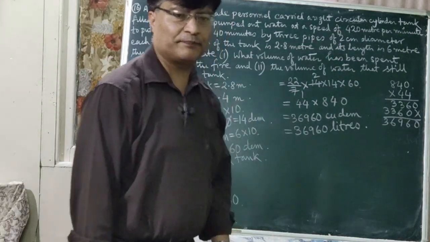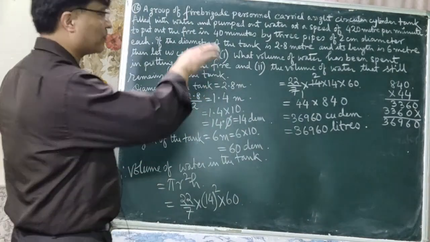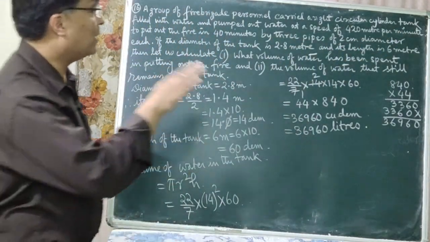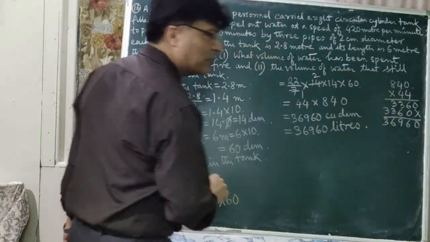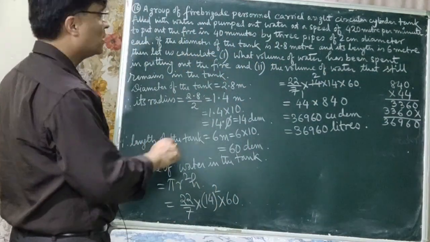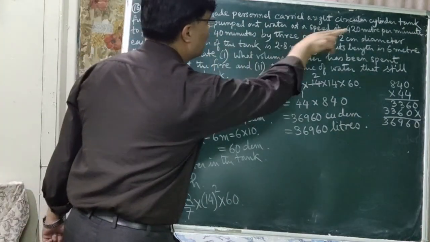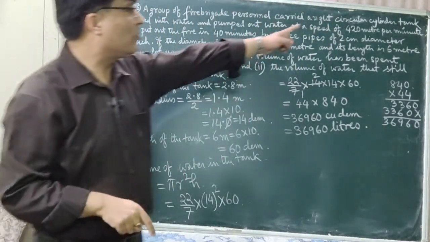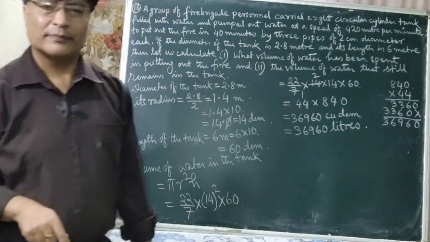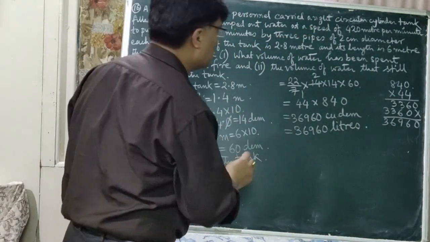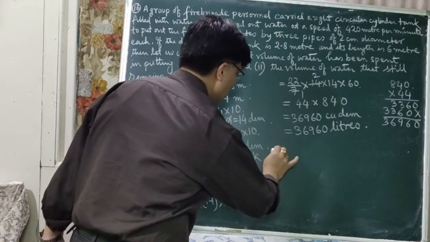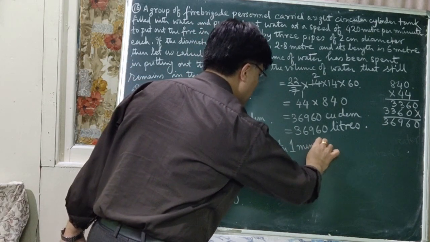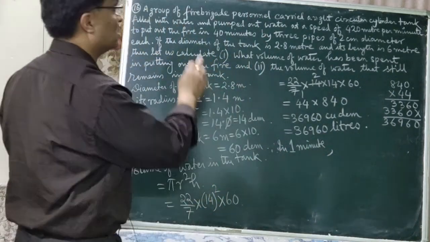Now here in the question, per minute, how much water is going in one minute? 420 meter, right. So in 40 minutes, how much water goes? 420 into 40, right. So here you can write, therefore in 1 minute.